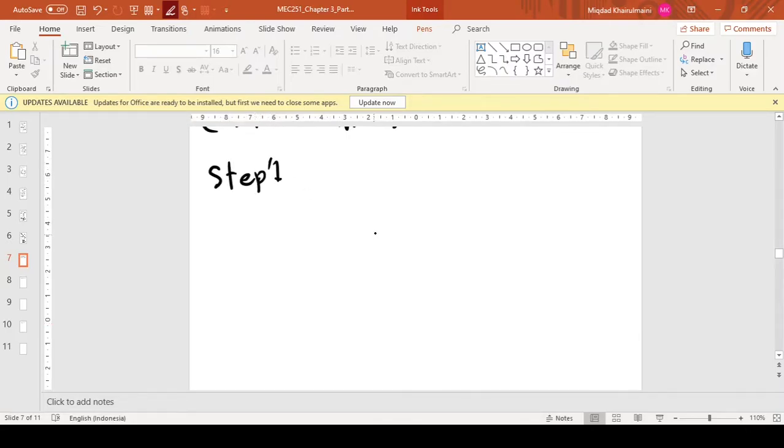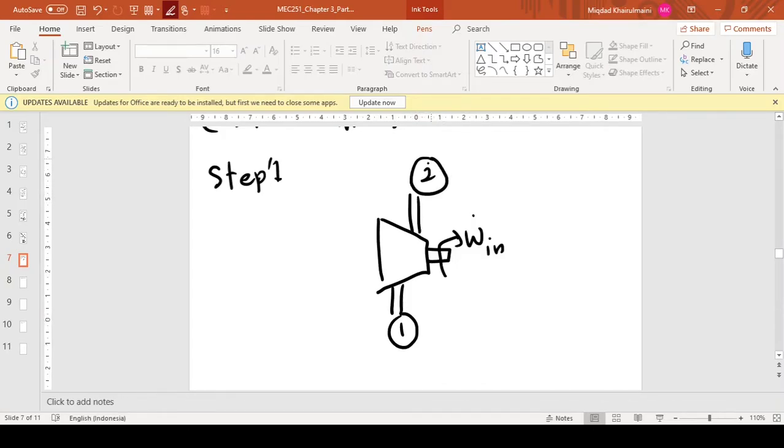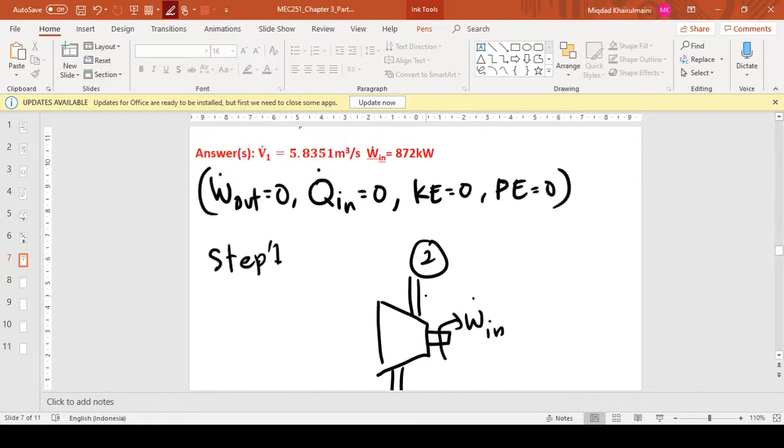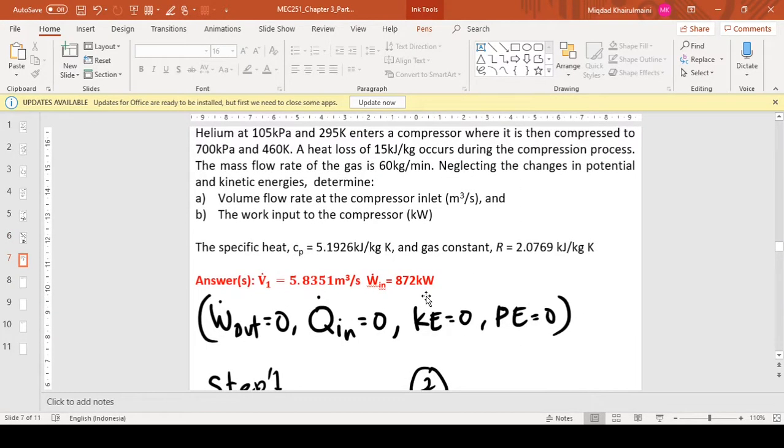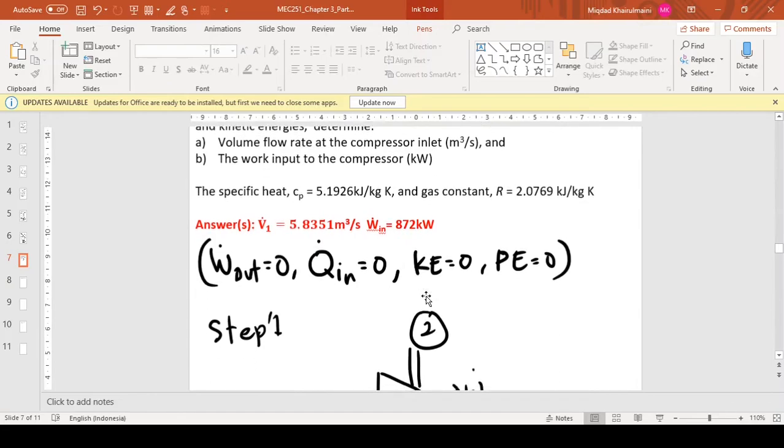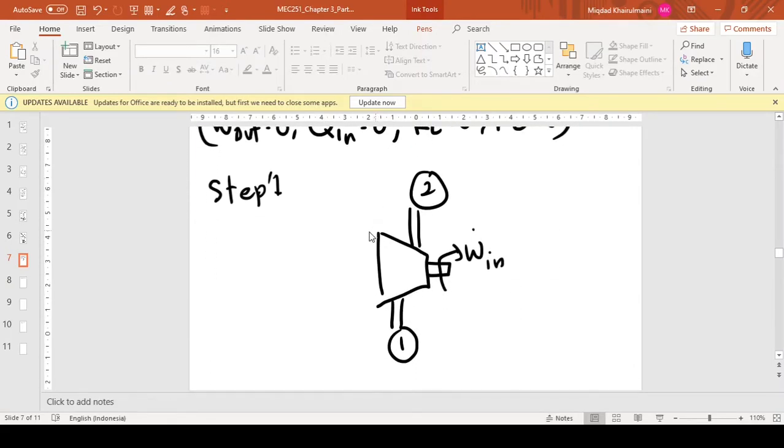We have a compressor. Here there's a shaft which will rotate, producing the work input. The inlet is at the bottom, state 1. The outlet is at the top, state 2. Now we can write the properties. At state 1, P1 is 105 kilopascal, T1 is 295 Kelvin.